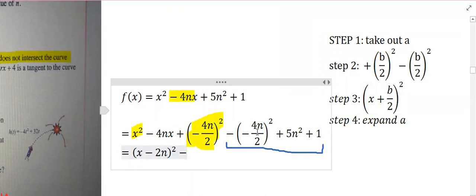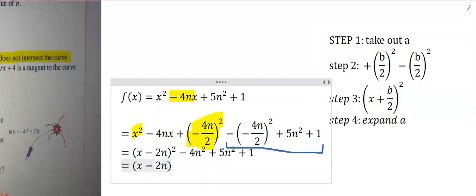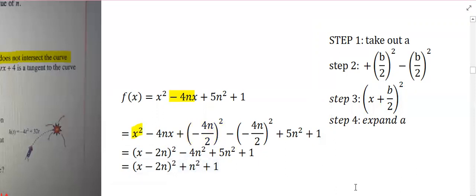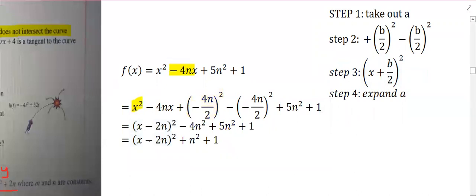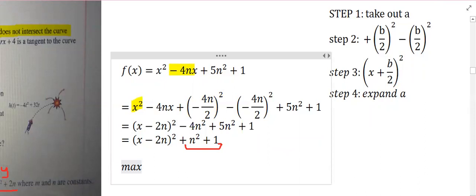I expand the bracket lah. Negative 4n per 2 means negative 2n. Negative 2n square means negative 2n square. Negative 2 square means 4n square. Plus 5n square plus 1. Simplified lah, belum lagi simplified. Negative 4n square plus 5n square means plus 1n square plus 1. Okay, so my maximum x is x minus 2n, so x is 2n. Maximum y is n square plus 1, which is the maximum value. Okay, maximum value is equals to n square plus 1.